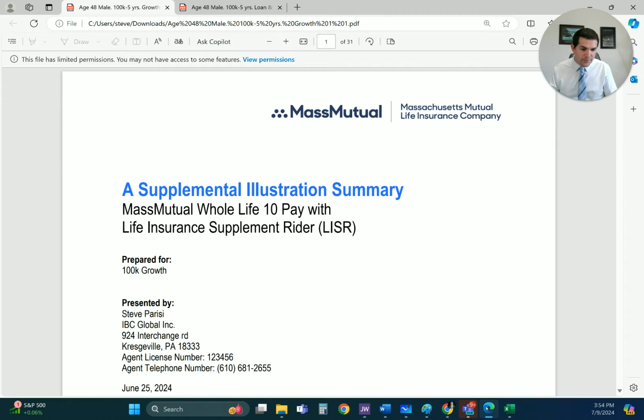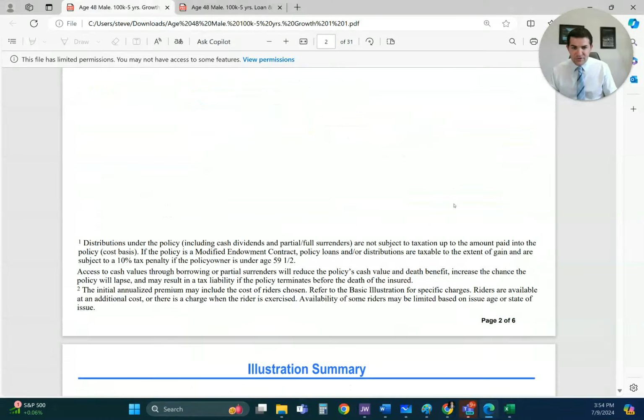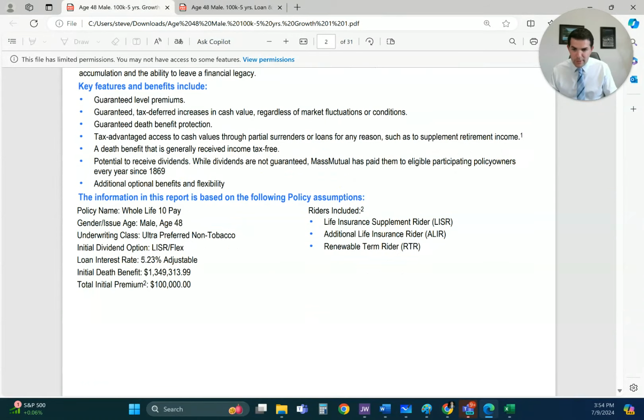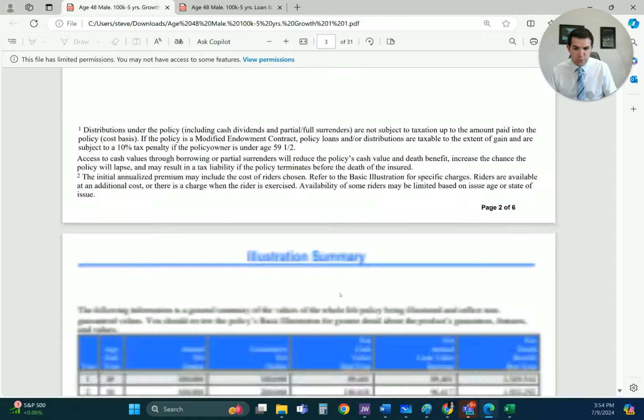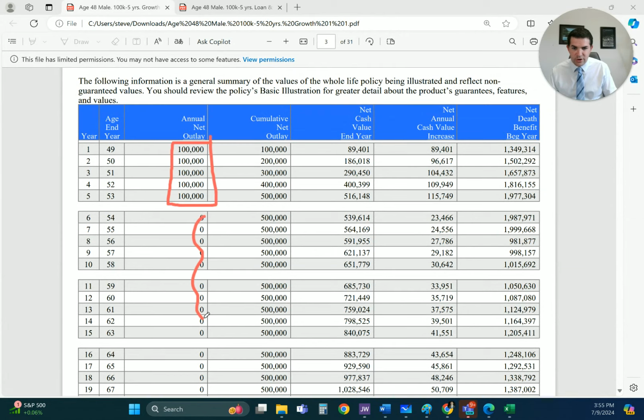So what we'll look at here is a life insurance illustration. We've got it for a business owner. The cost to borrow, by the way, with this particular illustration is just under 5.25%. Here's the illustration summary. We've got $100K per year going in for 5 years and then nothing thereafter. Here's his cash value. Continues to grow over time. This is based on the current dividend rate.